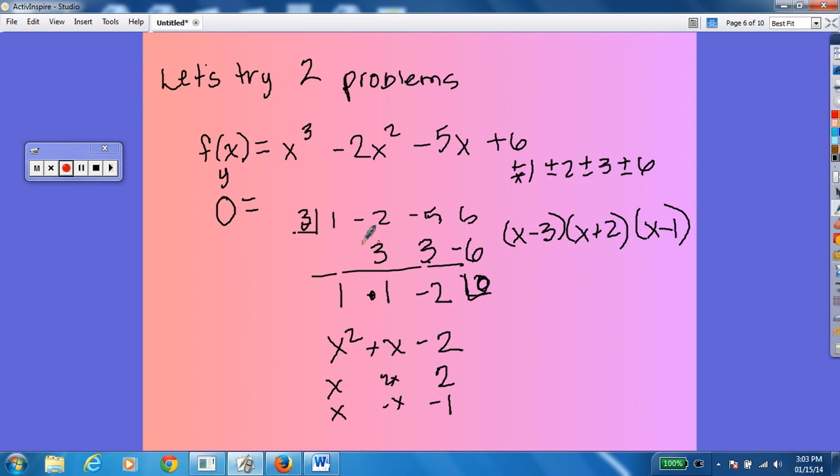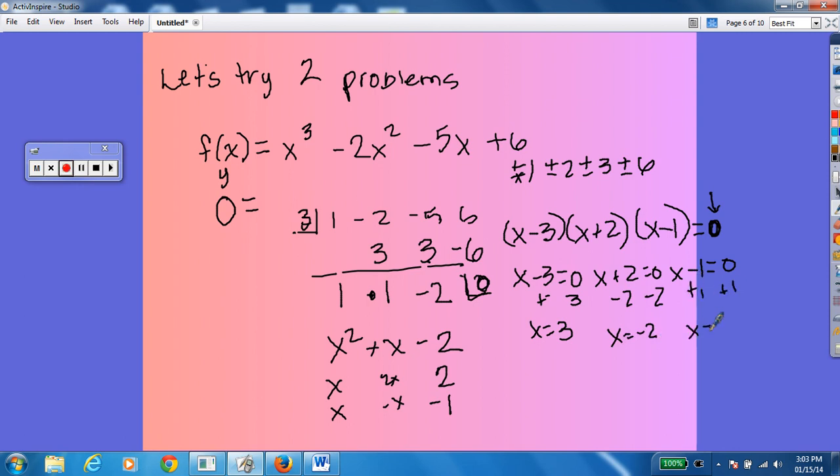Alright, now what I've got to do is set all of those equal to 0, because that's where the graph crosses the x-axis, as if my y is 0. So we're going to do x minus 3 equals 0, x plus 2 equals 0, and x minus 1 equals 0. Add the 3, so x is 3. Subtract the 2, x is -2. Add the 1, x is 1.